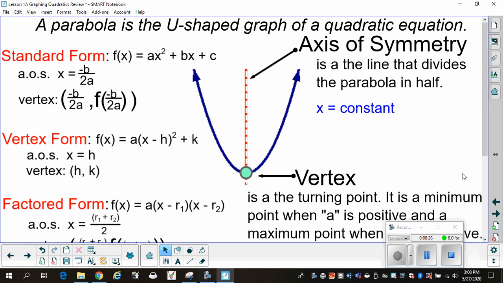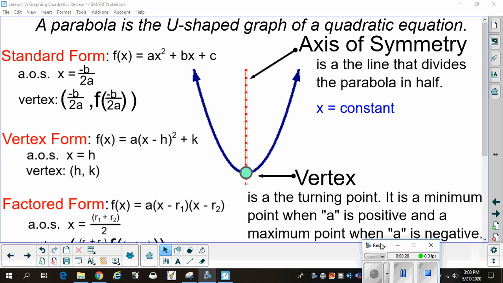Now, first, the vocabulary. Standard form, y equals ax squared plus bx plus c. AOS, axis of symmetry. That's this guy right here. It's this line that's not part of the parabola, but it divides the parabola into two half planes. It cuts it in half, and the axis of symmetry goes through the vertex.